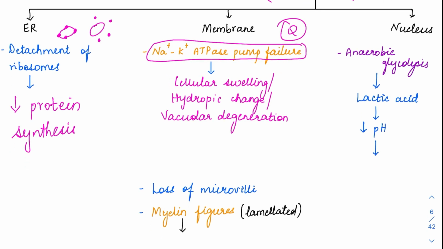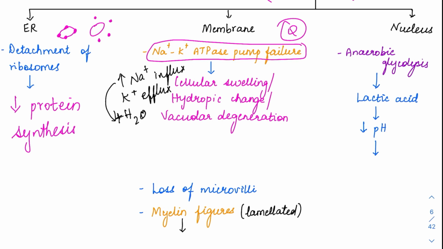So what happens is there is going to be increased sodium influx. So the reverse happens. Increased sodium influx, and there is going to be potassium efflux. Potassium will come out and sodium is going to enter. So when sodium is entering the cell, it is going to take water along with it.